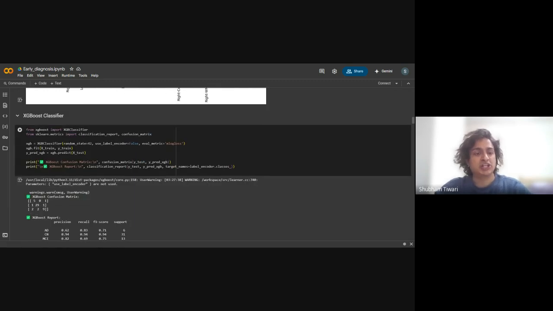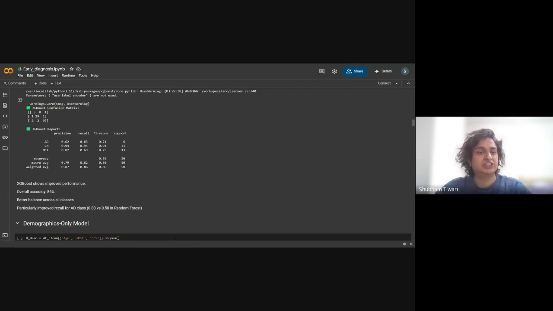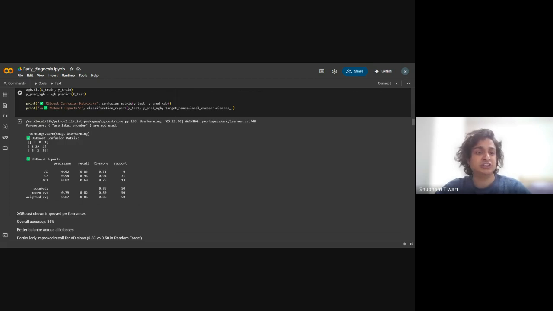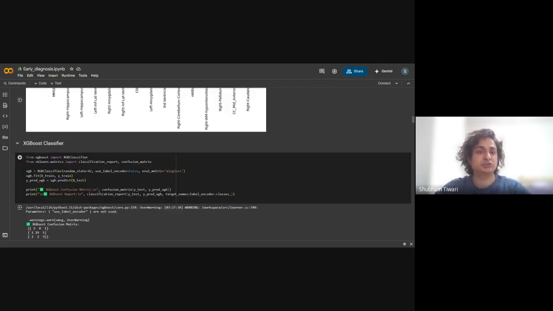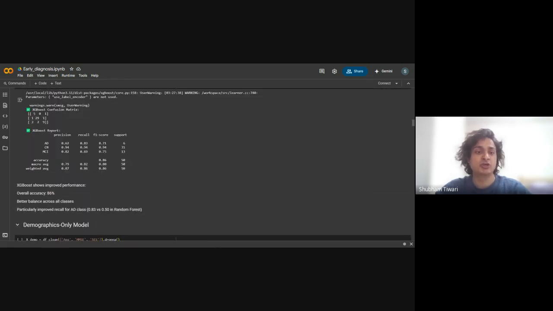And this is our XGBoost classifier. Take a closer look at the XGBoost classifier result. You can see that, same as over here, the CN performs better than AD and MCI. But overall, the XGBoost has performed much better than Random Forest, because if you take a closer look at Random Forest, it didn't perform that well, but CN did perform very well.